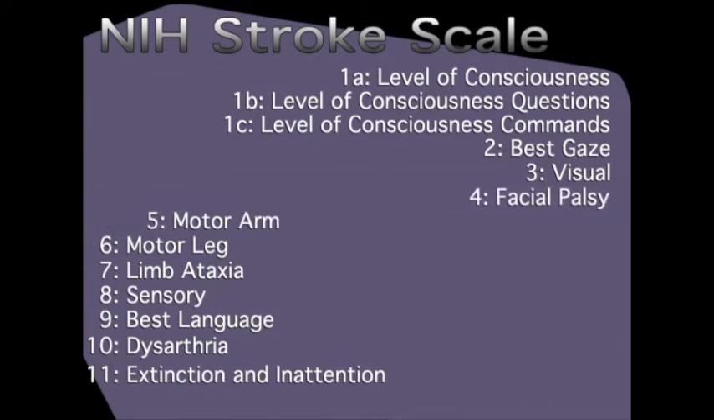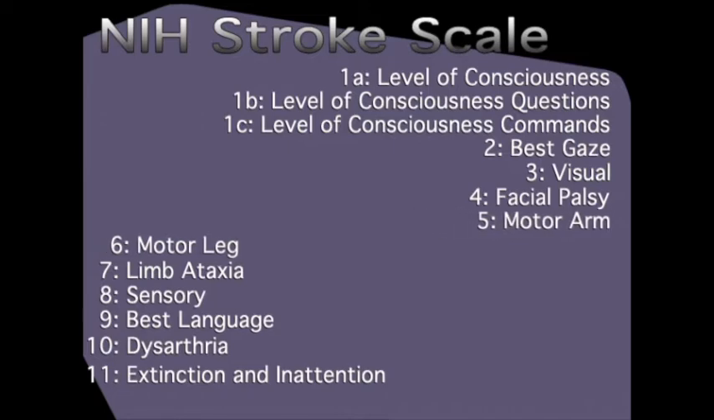Motor arm rates movement in the patient's extended arm. The patient can be either supine or sitting. Test the non-paretic arm first. The patient can be encouraged, but not with noxious stimulation. Drift occurs if the arm starts falling before 10 seconds.